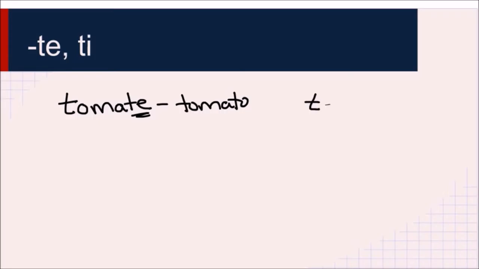Now, these, the TE and the TI, also give a sound that doesn't actually look like how it's spelled. So if you have a word like this, tomachi, tomato, it's not tomati, it's tomachi. So the TE sound, the TI is actually a chi. Tomachi.